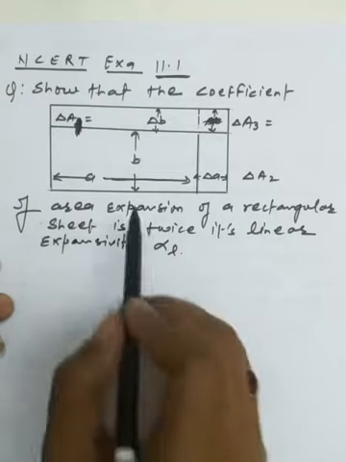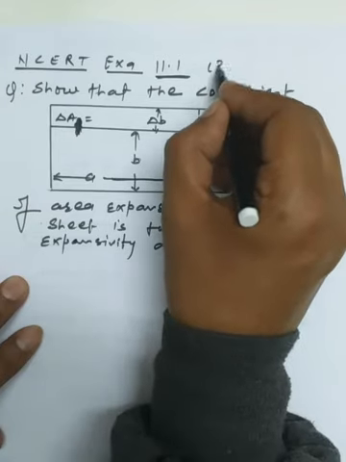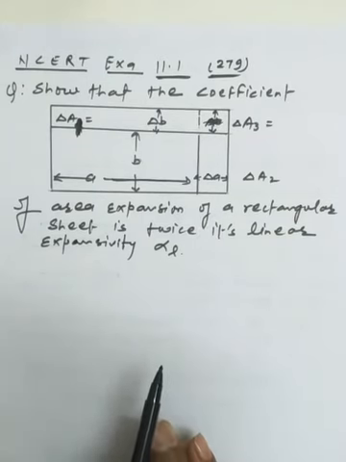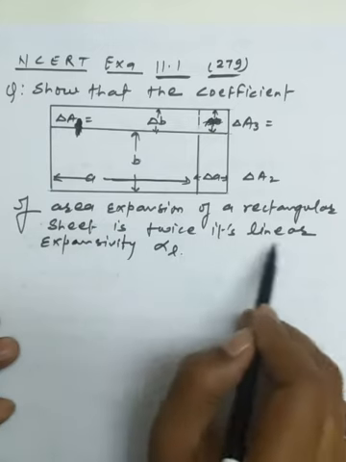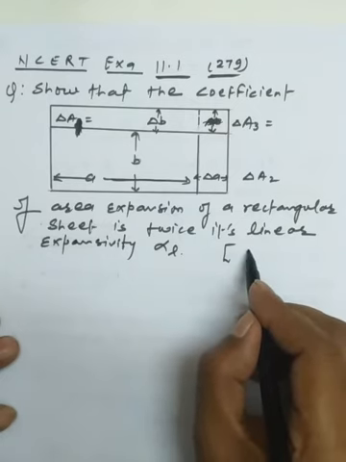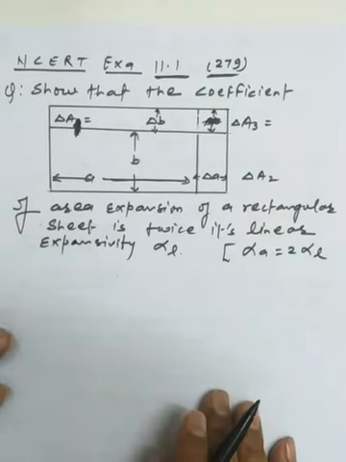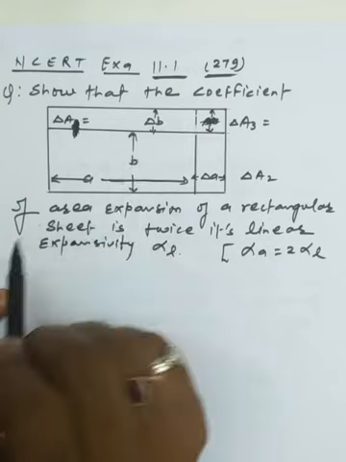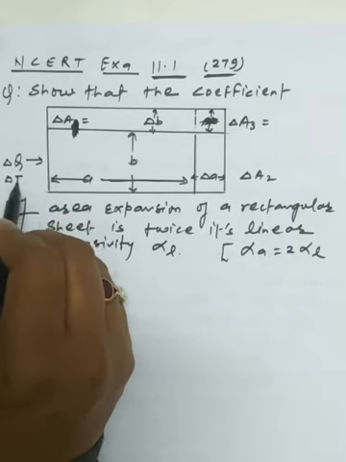Now for the numerical in the NCERT, example 11.1 on page number 279, one numerical is given which also states the relation between the area expansion of the rectangular sheet: the coefficient of area expansion of the rectangular sheet is twice its linear expansivity. So here we have to discuss the relation for this rectangular sheet and prove that alpha A is equal to 2 times alpha L. The notations are given: a rectangular sheet at room temperature has sides a and b. As we give delta Q amount of heat, its temperature rises by delta T.